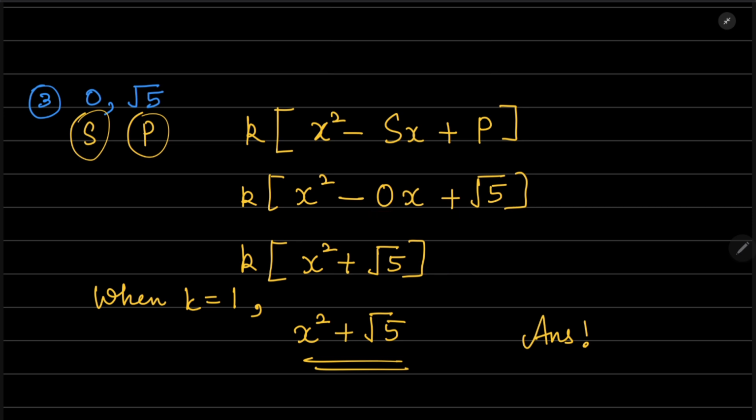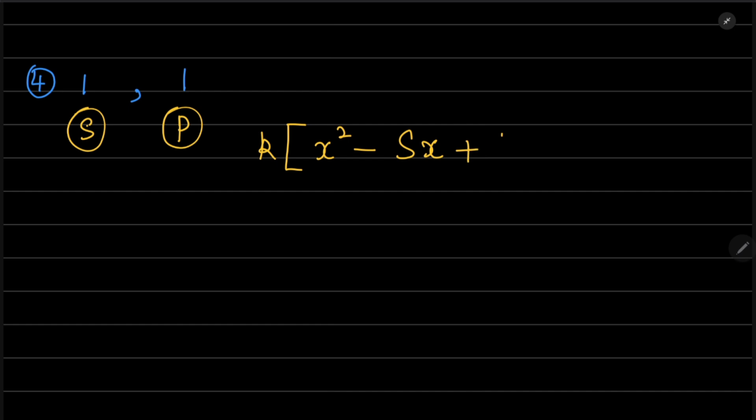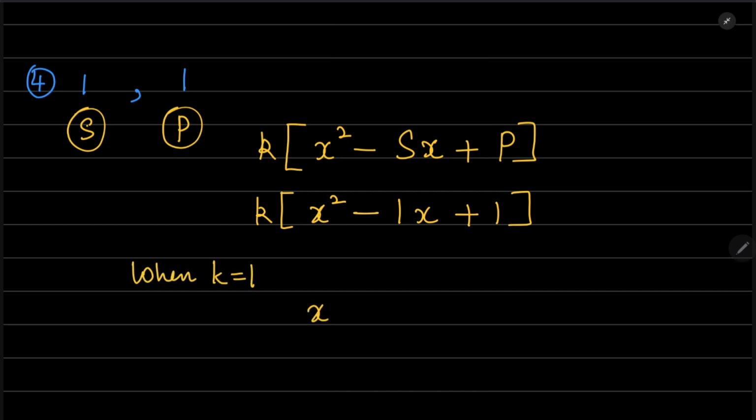Okay. Let's move on to the fourth question. 1 and 1. So the sum of the zeros is 1. The product of the zeros is also 1. So the formula is k multiplied by x square minus sx plus p. This is the formula if we know the sum and product. Let's substitute it: x square minus 1 into x plus 1. So when k is equal to 1, the quadratic polynomial becomes x square minus x plus 1.